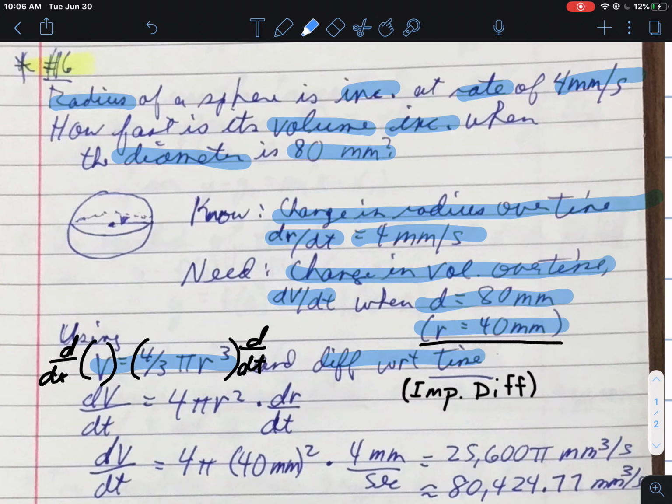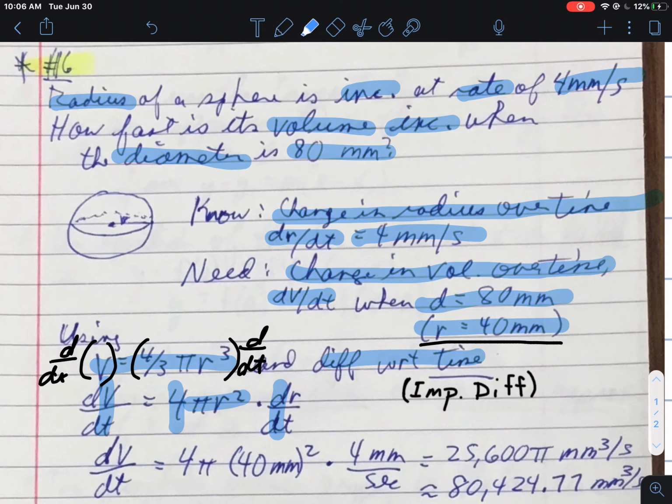So here's the derivative of the left side, right? d dt of V is going to give us dV dt. And then the right side is power rule. It's 3 times 4/3, which is 4 pi r squared, times the derivative of the base of your power function, which is r, with respect to t, by the chain rule.